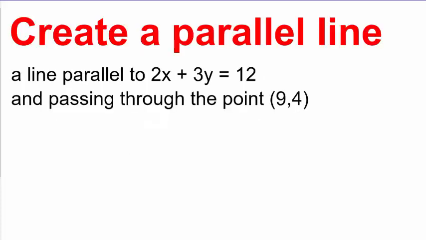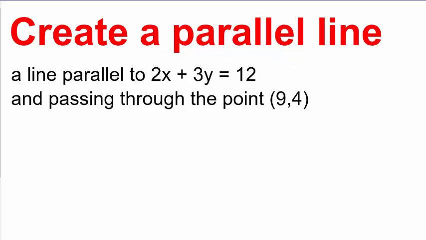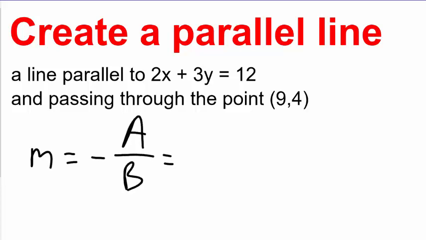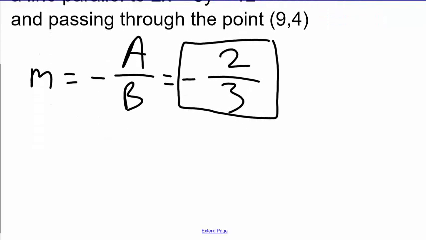Here is the question. A line parallel to 2x plus 3y equals 12, and it needs to pass through (9, 4) for the coordinates. So how do we do that? Let's write down the slope formula. m equals minus a over b. Remember, the number before x is a, the number before y is b. So in this case, a is 2, b is 3. That's the slope.